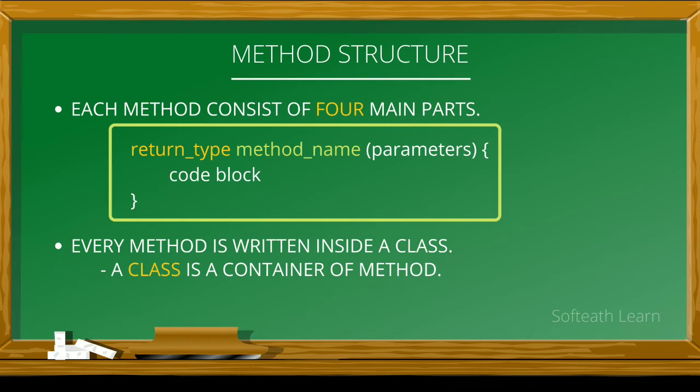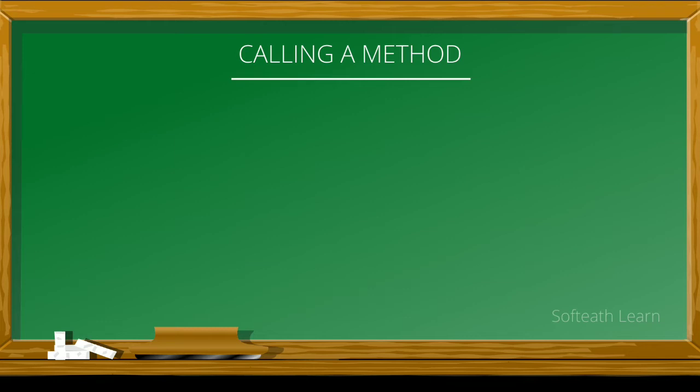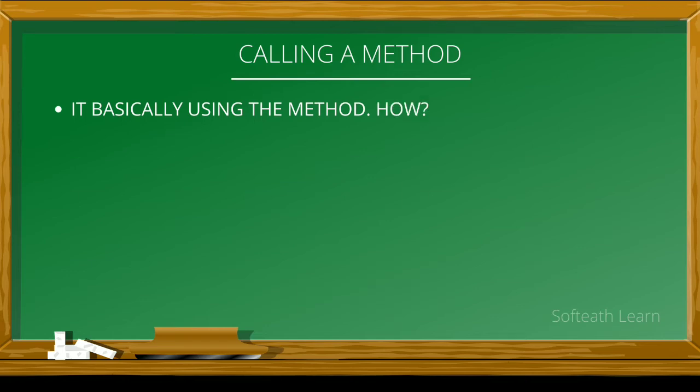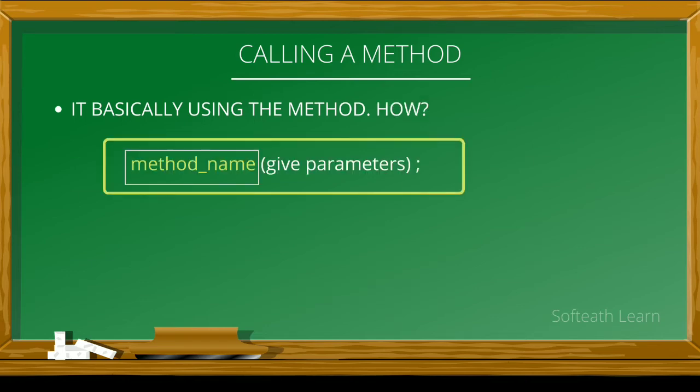Now we will see how to call a method. It is basically using the method. For example, if we want to use the method to print the user's name, first we have to call it. Now we will see how. We will put the method name followed by parentheses, and inside the parentheses we will give the parameters that it needs, and after that we will put a semicolon. Because calling a method is a statement in Java, and each statement ends with a semicolon.